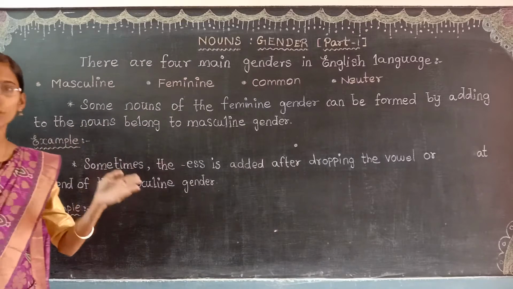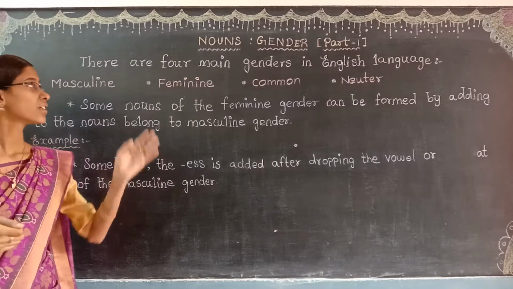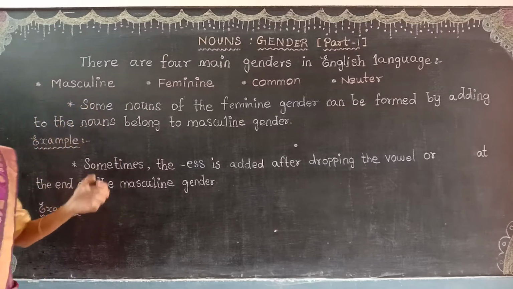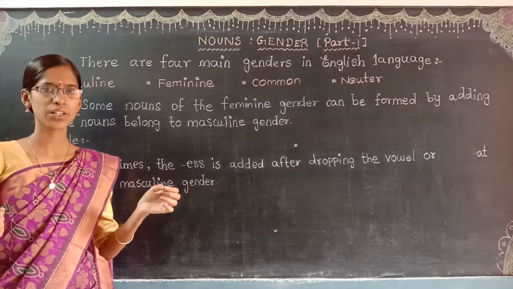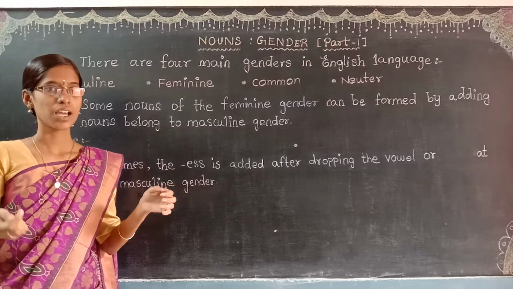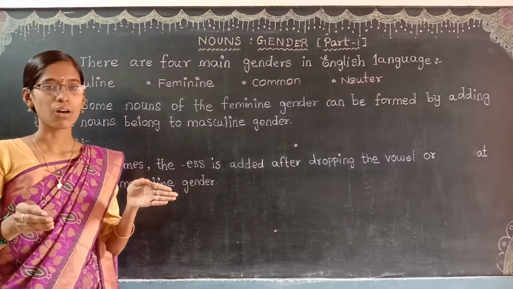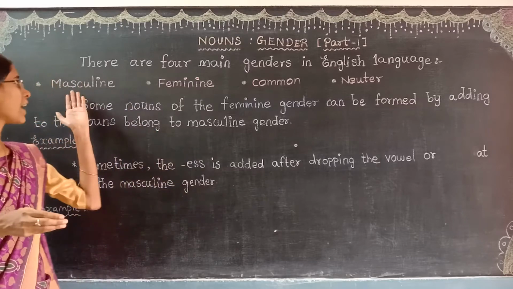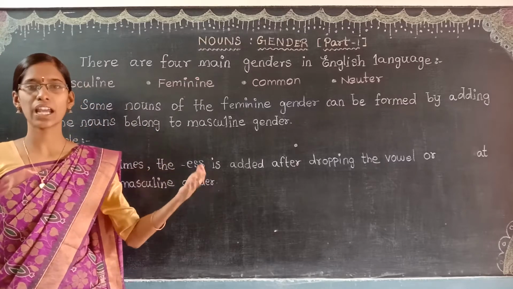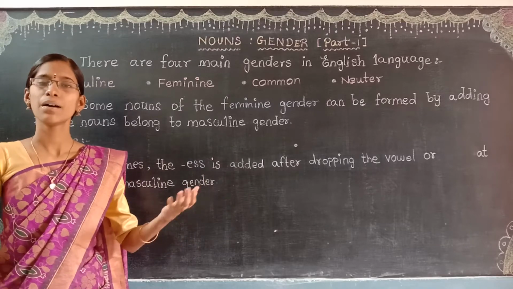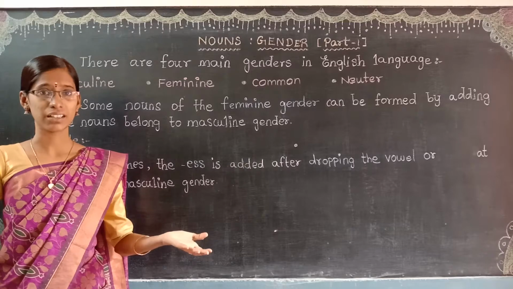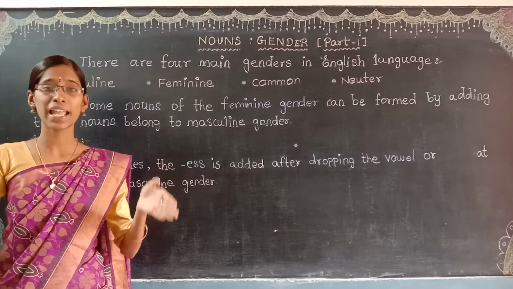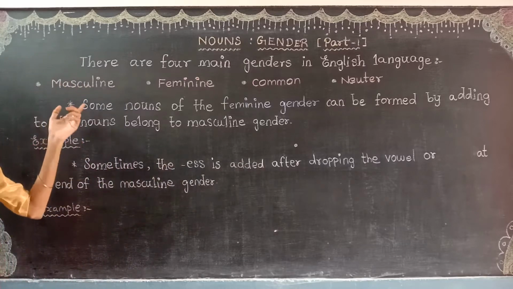Already in your 4th standard, you have learnt about each type of noun gender, so I repeat that again. See here, masculine. How will you define masculine? It belongs to a male being. If you are referring to the male of a person or an animal or a bird, then it is known as masculine gender. For example, if you take a person, Ramu, it is the name of a boy, right? And if you take an animal, a lion. Or if you take a bird, you can say cock or rooster. So these are male beings and it is known as masculine gender.